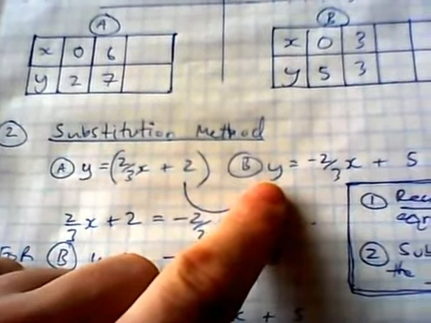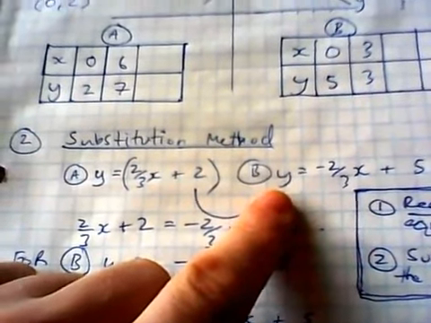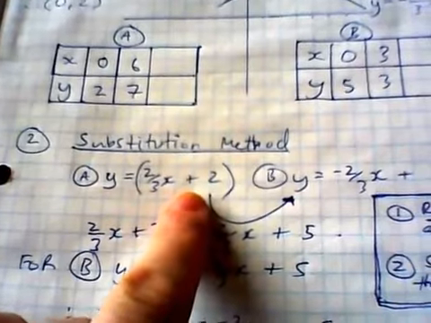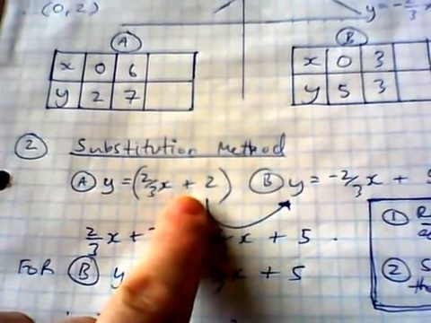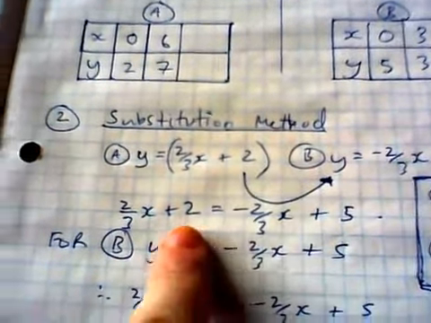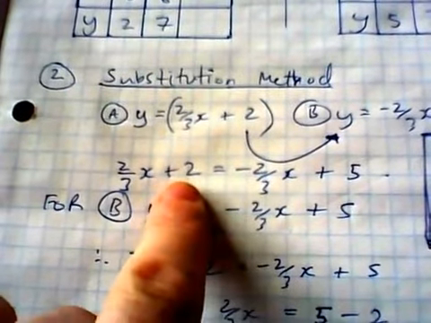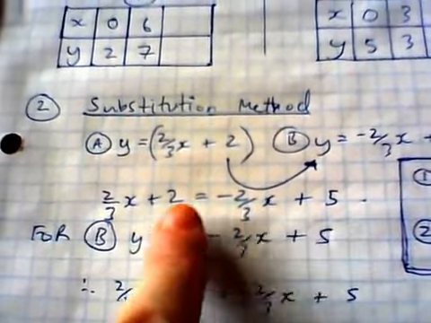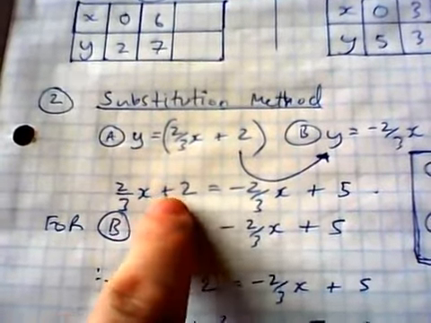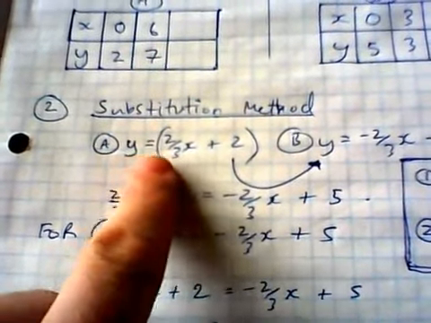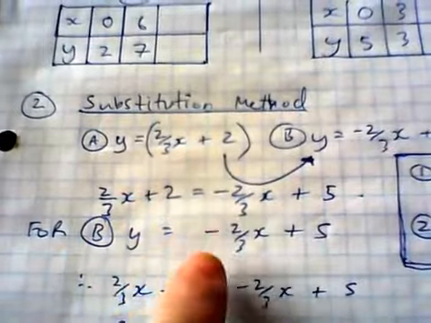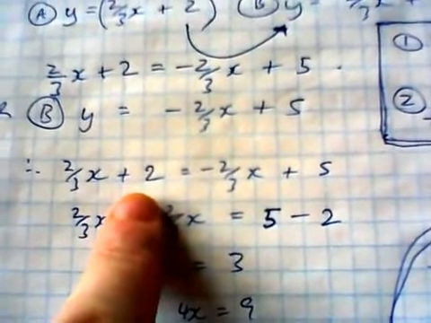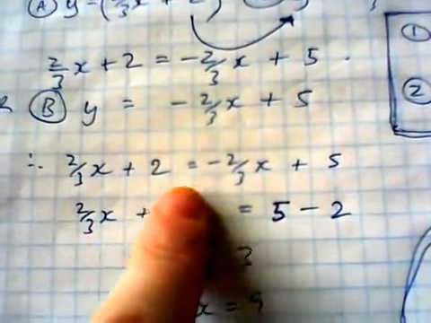So what I'm going to do is, see this y in equation B, I'm just going to substitute that off and substitute in its place 2/3 x plus 2. And here we have then 2/3 x plus 2 equals minus 2/3 x plus 5. So instead of y equals, I'm using this, because they're the same thing anyway, right? So I subbed the y off and put that in its place. And the reason you do that is you get an equation with only one variable in, just an x value.